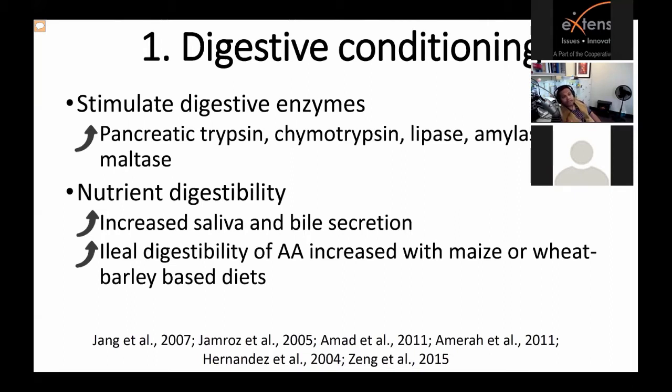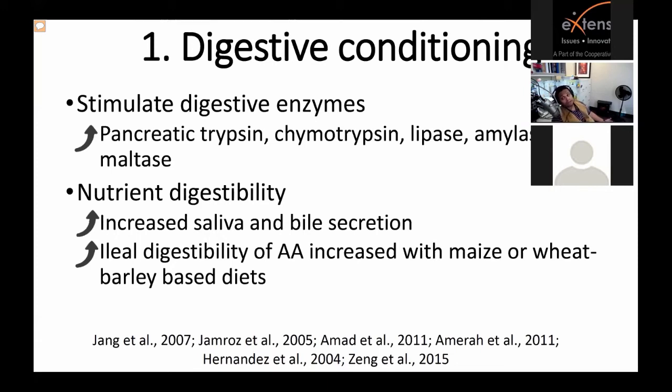And if you really need to know which essential oil actually resulted in that, those research publications that I've listed there specifically talk about which digestive enzyme is stimulated and which nutrient digestibility has increased as a result of the essential oil treatment. Because I wanted to reduce the content in the slide, I did not put the specific names of essential oils there. But keep in mind that digestive conditioning is very much required for any flock.